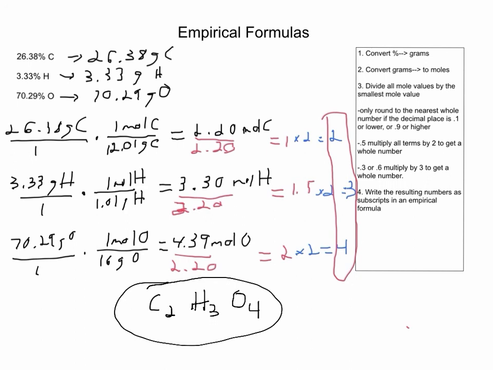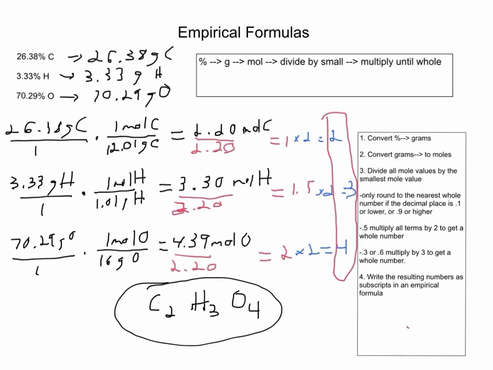The last thing I want to say about empirical formulas is I know there are a lot of steps, but you can remember this in this semi kind of rhyme. Just remember percent to grams, grams to moles, divide by small, multiply till whole. So again, percent to grams, grams to moles, divide by small, multiply until whole.